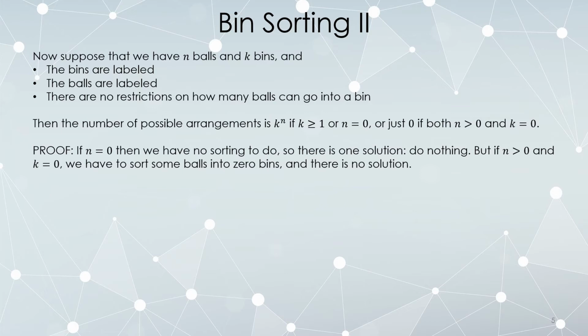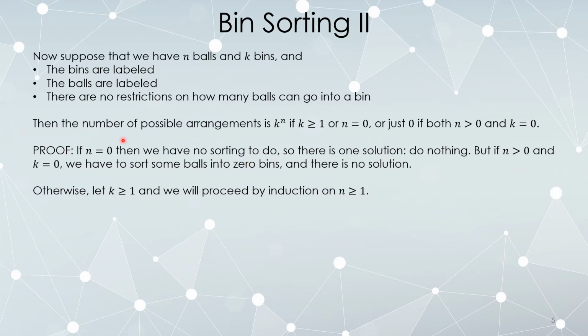But if n is positive, I actually have balls to sort, and k is 0, I have no bins to put them in, then there's actually no way to sort the balls into bins because there are no bins available, in which case there's no solution. Otherwise, we actually have bins. k is bigger than or equal to 1, and we also have balls. Okay, n is larger than or equal to 1.